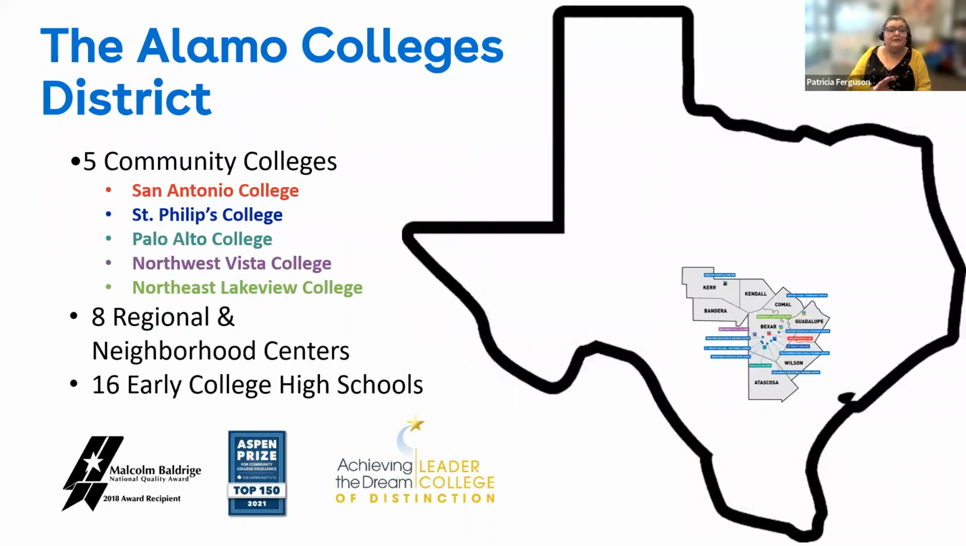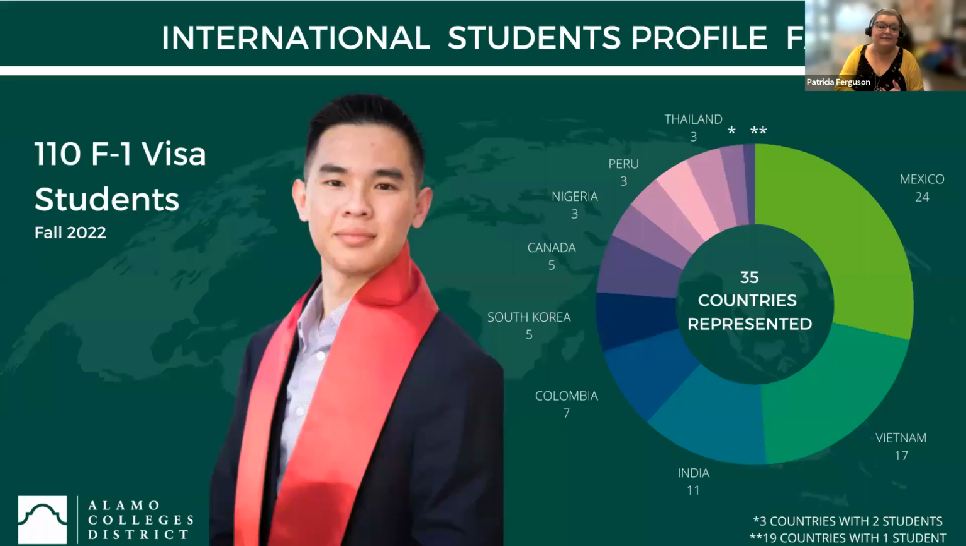So I just want to tell you a little bit about Alamo Colleges. We're community colleges in the San Antonio area. We have 5 community colleges: San Antonio College, St. Philip's College, Palo Alto College, Northwest Vista College, and our newest one, which has not gotten certified for F1 students, is Northeast Lakeview. And we can go to the next slide.